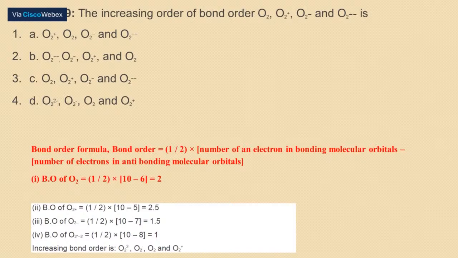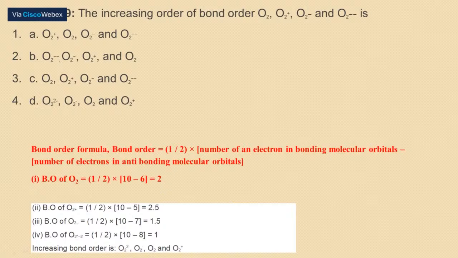In the valence shell, the total is 16 electrons involved in bond formation in the molecule of oxygen. So for the bond order of oxygen, there are 10 electrons present in the bonding molecular orbital and 6 electrons present in the antibonding molecular orbital. If you calculate, you get the bond order as 2.